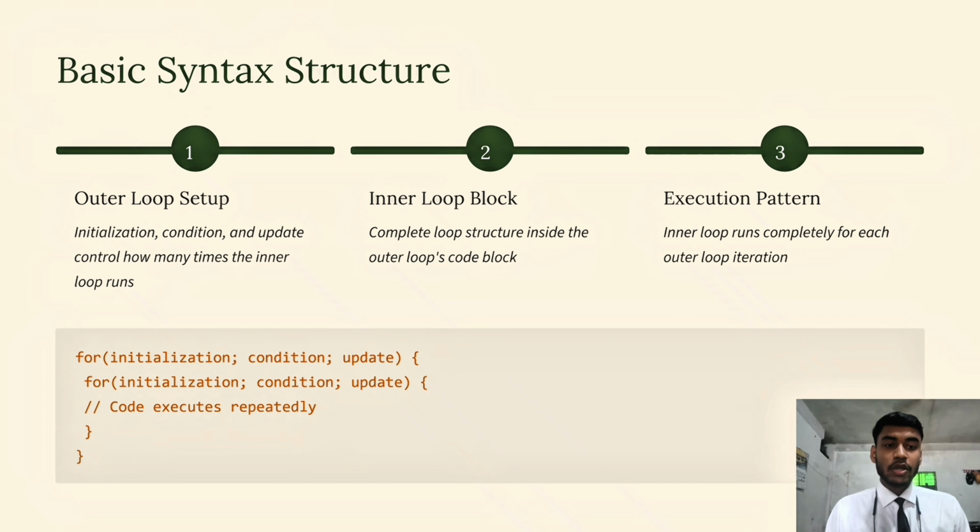So now let's look at the basic syntax structure. A nested loop consists of an outer loop and an inner loop. The outer loop controls how many times the inner loop will run. Inside the outer loop, we write another loop, which is called the inner loop. And for every iteration of the outer loop, the inner loop executes fully. This creates a repeated pattern of execution.